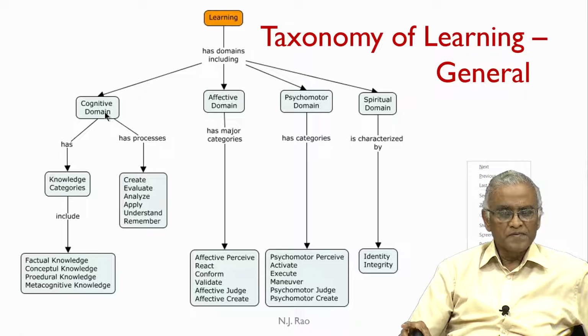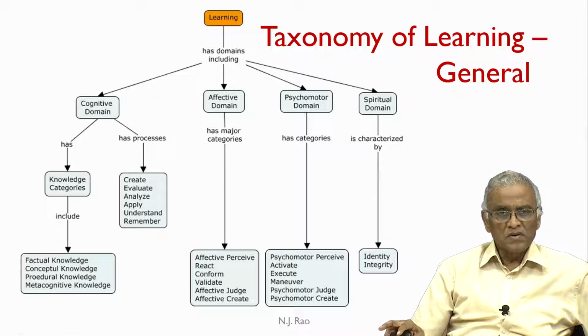The cognitive domain has knowledge categories and cognitive processes, and the affective domain has major categories where we are talking of 6 affective levels. Of course, one can have the affective goals. There are 3 levels that we talked about. If one wants, I can include that. Similarly, the psychomotor domain has 6 psychomotor levels that we talk about, and the spiritual domain has 2 levels that are presented, what are called identity and integrity.